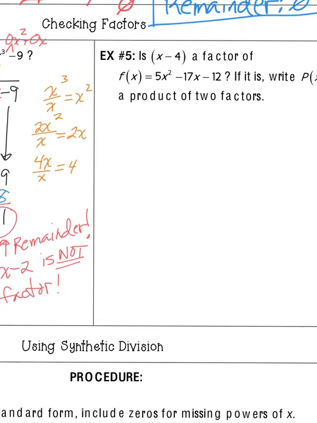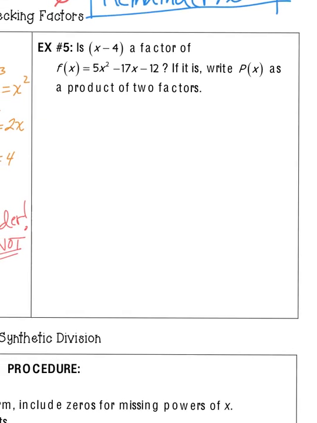So what I would like you to do is stop the video, do number 5, make sure that you look for any missing terms, if at all, do your long division, restart the video. Also, your answer is written a little differently because look at what they're asking for. If it is a factor, write the function, this is your function, p is just the division of it, but you're to write this function here as a product of two factors.